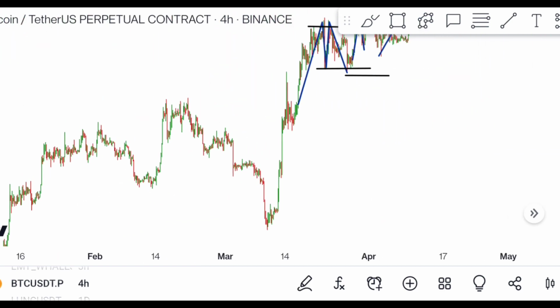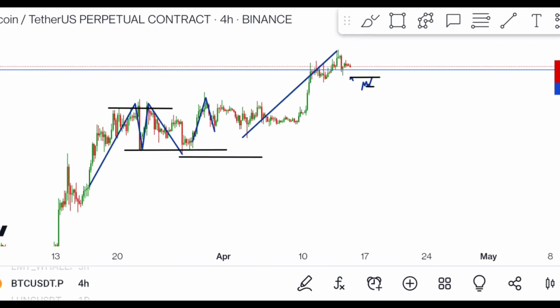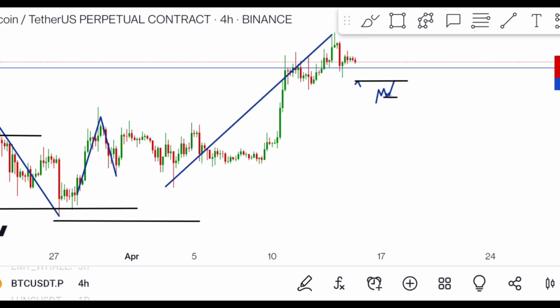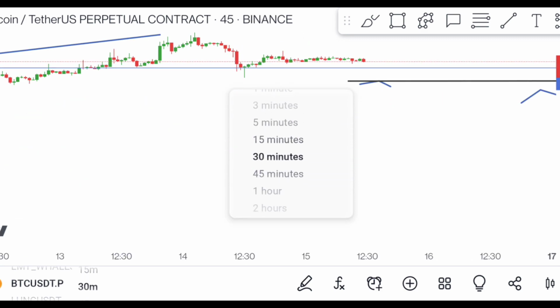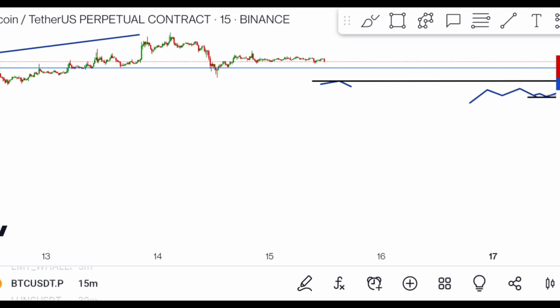Okay, even on smaller time frames you get to see structures like this. Like you can see the present Bitcoin chart. Let me move to smaller time frames. You can get this structure on smaller time frames.